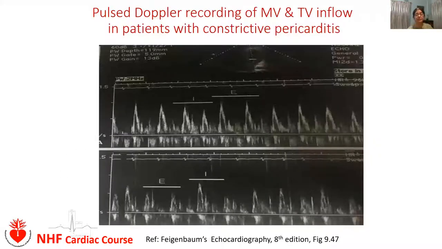Here we can see the exaggerated respiratory variation of mitral inflow and tricuspid inflow. In the upper panel, the mitral inflow, with expiration there is an increase in E velocity, and with inspiration there is a decrease in the E velocity. In the opposite way, the tricuspid inflow, we can see that during inspiration the E velocity increases, and during expiration the E velocity decreases. This variation is more in case of the mitral valve, and when this respiratory variation is more than 25%, it is considered abnormal and a feature of constrictive pericarditis.